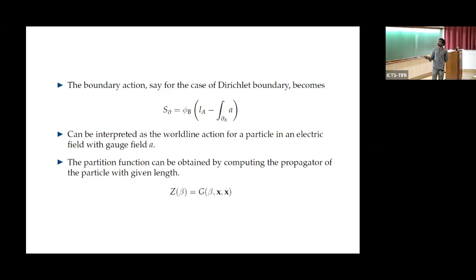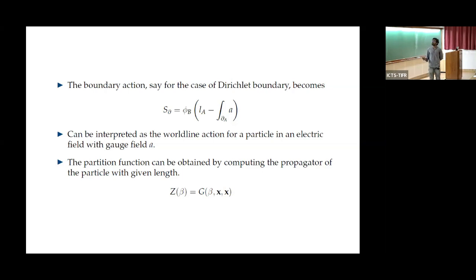For the case of just Dirichlet boundary where dilaton and metric are held fixed, the boundary action becomes something like this. And this action, where L_A is the length of the boundary and integral A is the integral of a one form along the boundary. Okay, and this action can be interpreted as a worldline action for a particle in an electric field specified by this gauge field A.